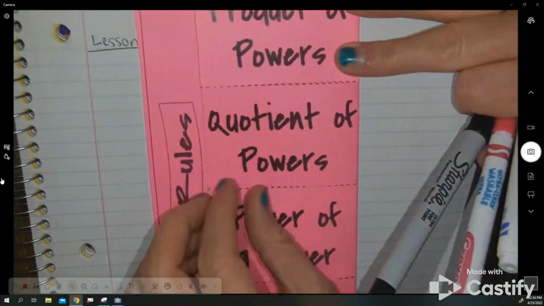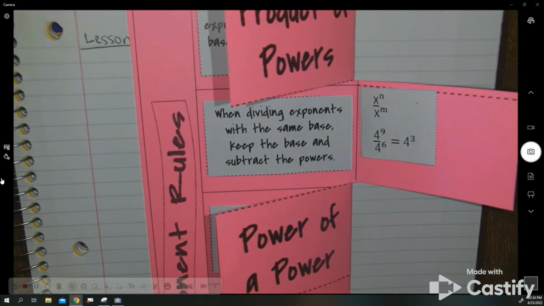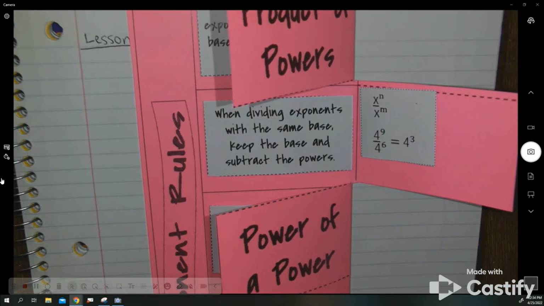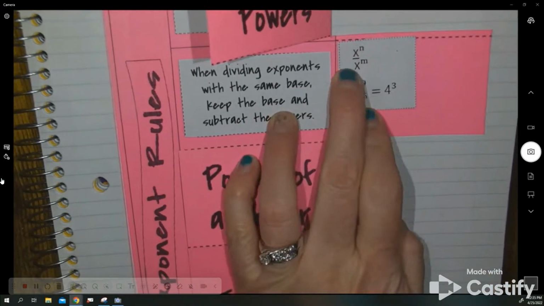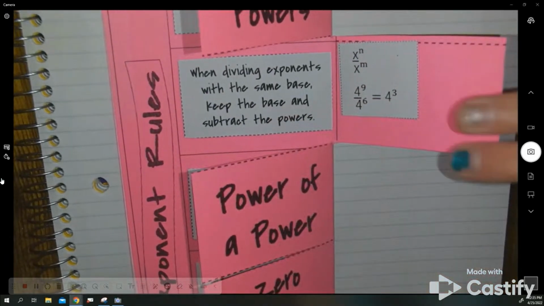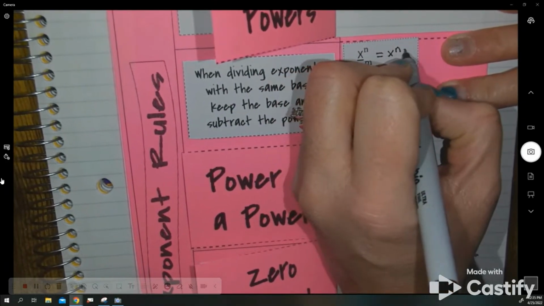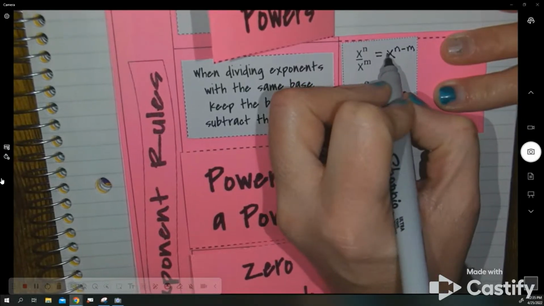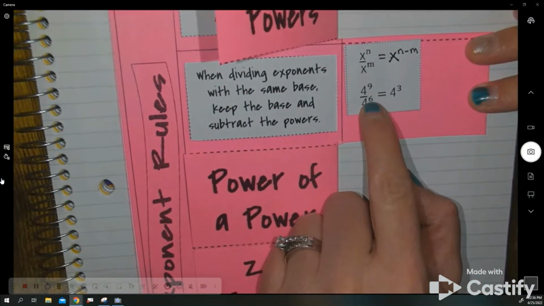For our second rule, we're going to talk about the quotient of powers. And the quotient of powers says when dividing exponents, because remember quotient means division, the answer to division. When dividing exponents with the same base, again, keep the base, and this time we subtract the exponents. So when I'm looking at these, I have x to the nth over x to the m, and if I were to rewrite it, it would be x to the n minus m. So my base is x, n minus m. And down here we have 4 to the 9th over 4 to the 6th. So we have 9 minus 6 is 3.